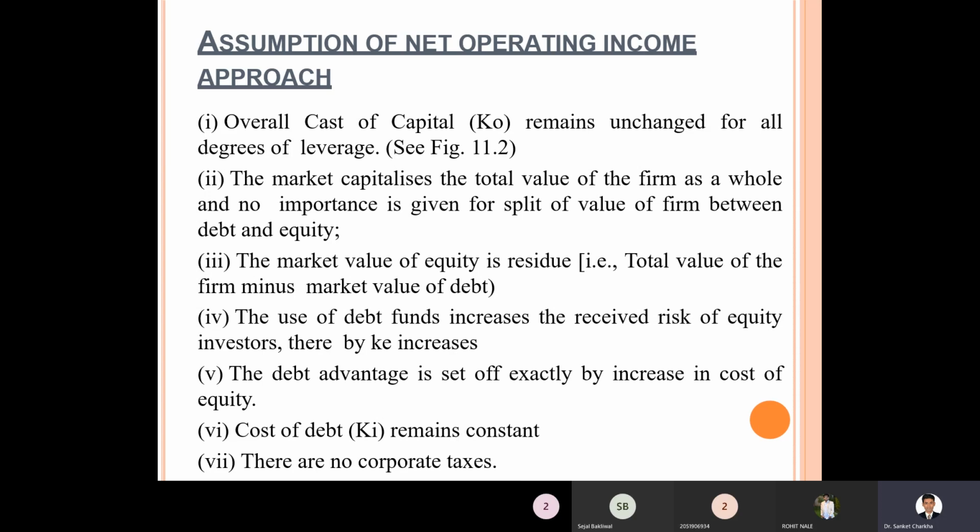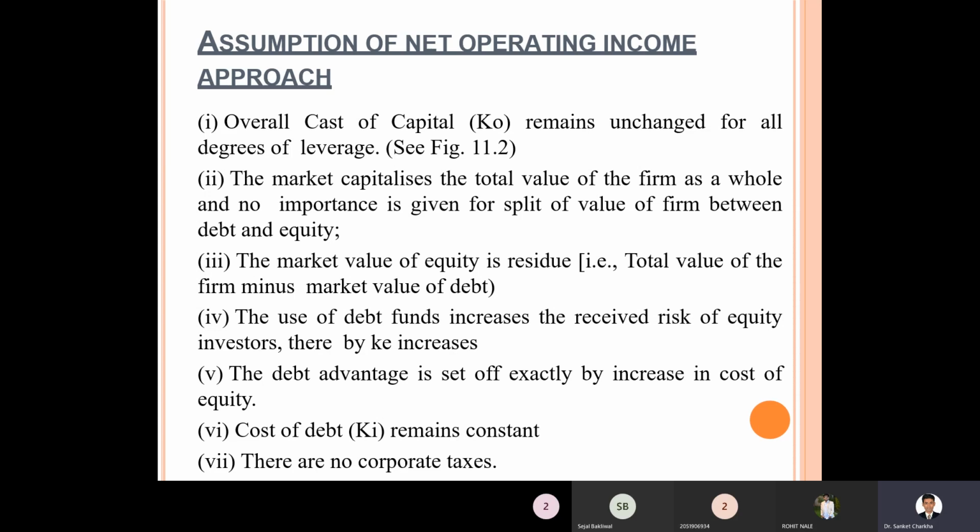Fourth perspective of assumptions is that the use of debt funds increases the perceived risk of the equity investors, thereby the cost of equity increases. So an increase in debt financing automatically increases the equity financing also. In order to have an optimum capital structure, if your equity financing is increasing, simultaneously your debt finance must increase. If your debt financing is increased, simultaneously your equity finance must also increase.